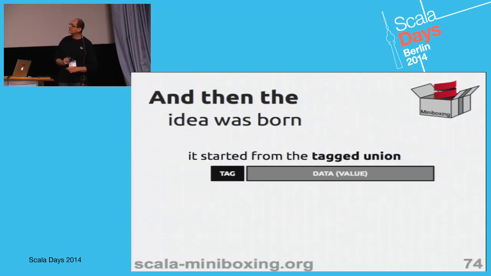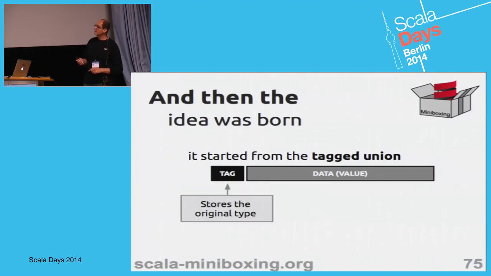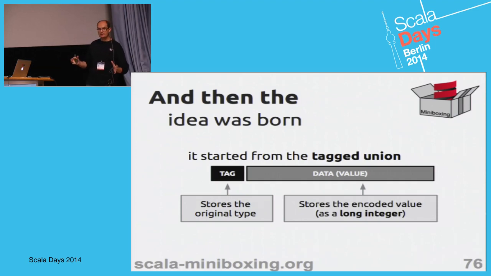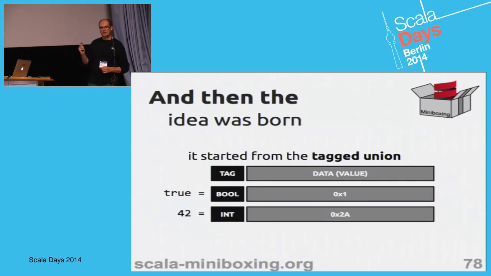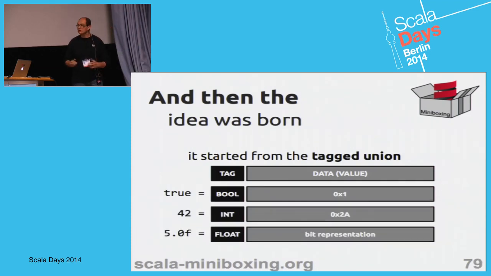So basically it starts from a tagged union. If you have coded virtual machines for a dynamic language, you probably wanted to have this. It's basically a tag which stores the original type and a data payload, where you can put different types of data. Well, with this, basically, I can encode everything, right? I can encode a Boolean, I can encode an integer, I can encode a float. There's no limit to what I can encode in that.